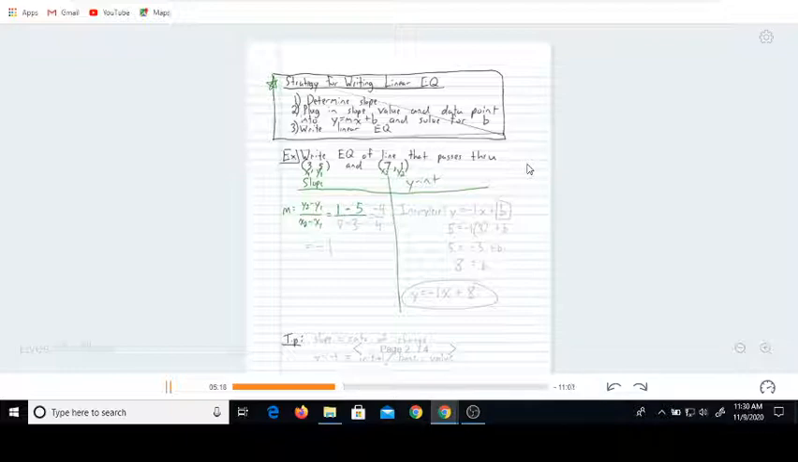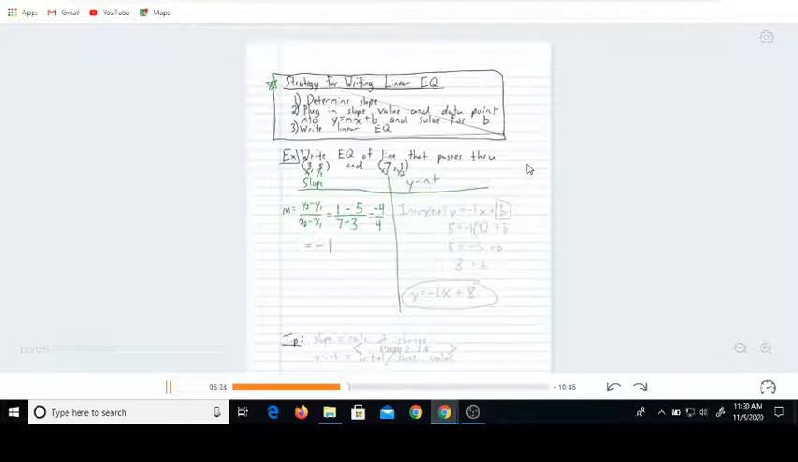x2 minus x1 is 7 minus 3. So we end up with negative 4 over 7 minus 3, which is 4. So the slope equals negative 1. And we're halfway done.